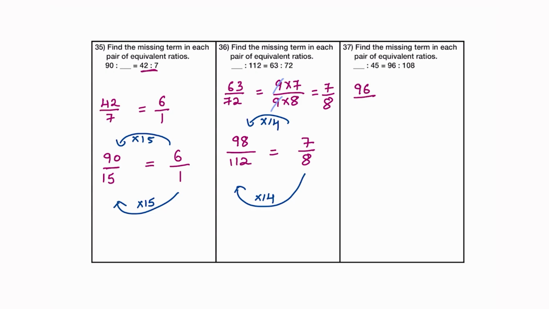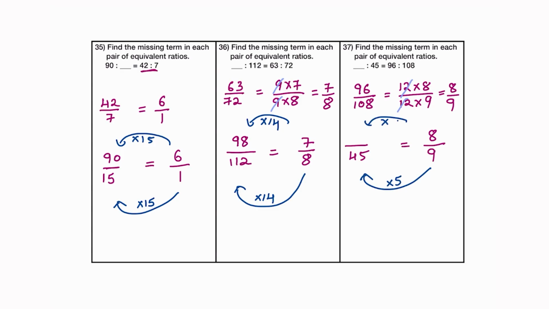So that's 96 over 108. We can write this as 12 times 8, and that's 12 times 9. So 12 and 12 cancel out, and we have 8 over 9. Now something over 45 equals 8 over 9. And you know this, 9 times 5. So the same thing, 8 times 5 is what we shall do here, and that's 40. And done. Let's go to the next one.